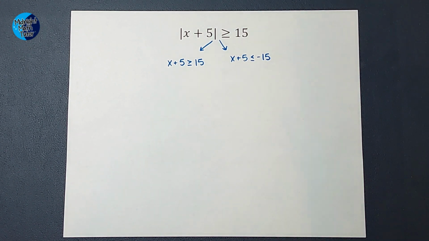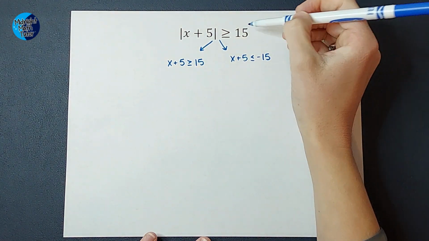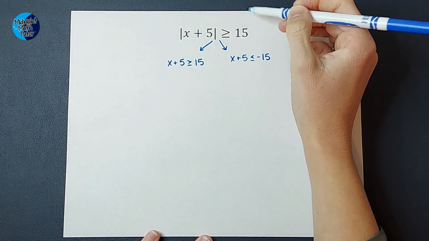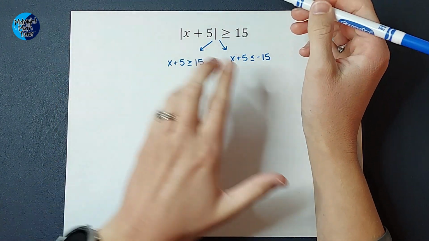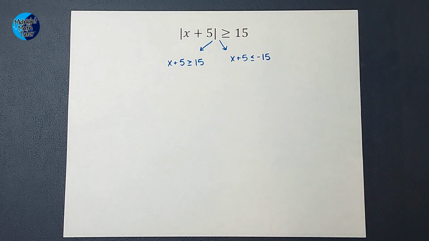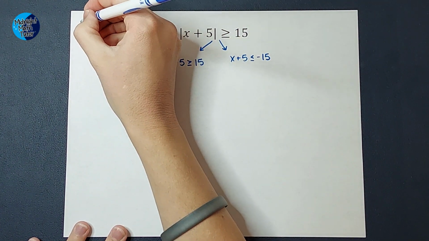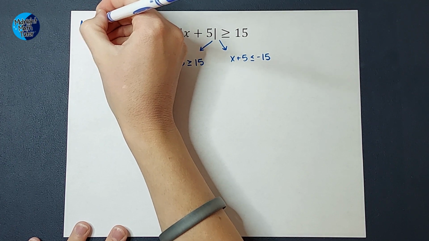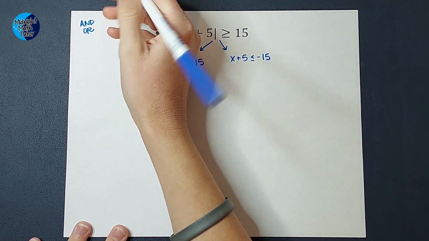First of all, remember I told you there are four types of answers? Well, the no solutions and all real numbers have to do with if this were negative over here. If your absolute value is alone and you have a negative over here, you're either going to have all real numbers or no solutions. So those two don't apply. So I'm either going to have an and inequality or an or inequality.